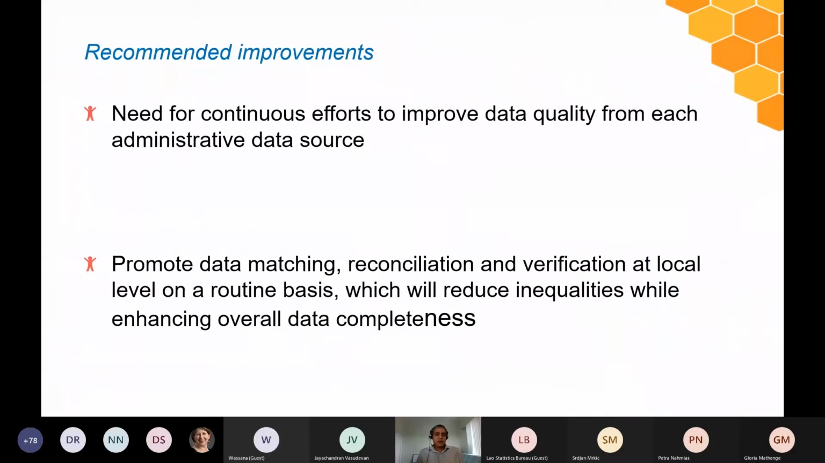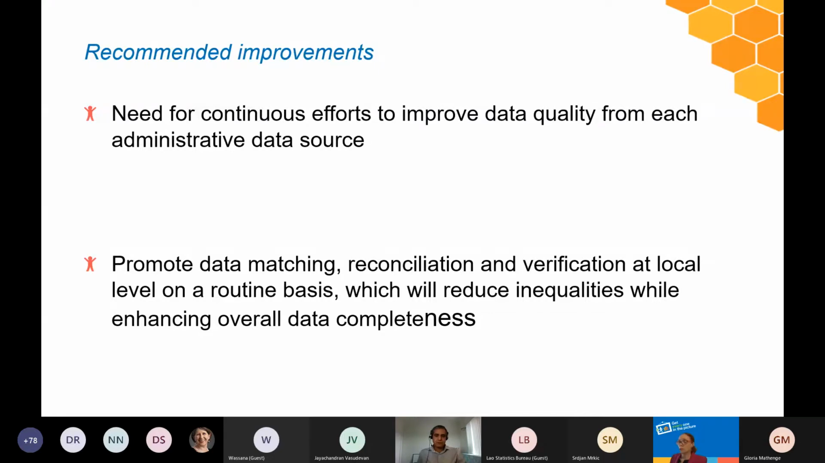And finally, how do we improve the measurement of inequalities? The most important issue is to try to improve the data quality from each administrative data source, which will give you a better handle in establishing the rates in the two groups. And to improve the routine system, you should promote data matching, reconciliation, and verification at the local level across the different systems on a routine basis. This will reduce inequalities in registration while also enhancing overall data completeness. Thank you.